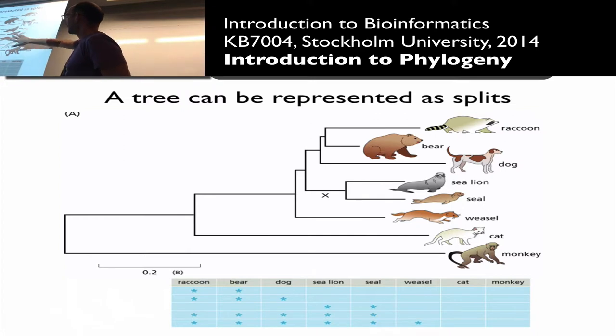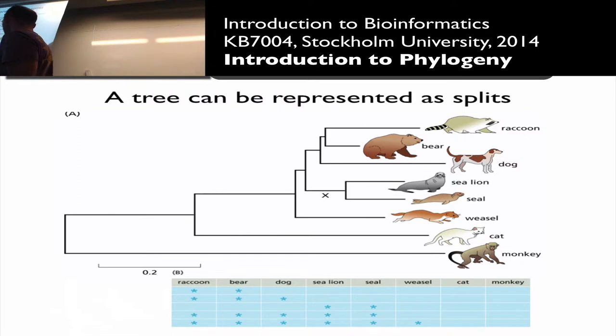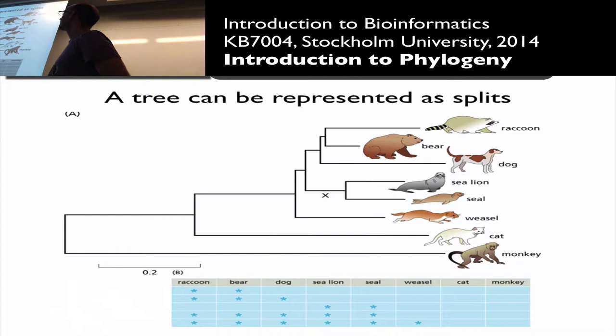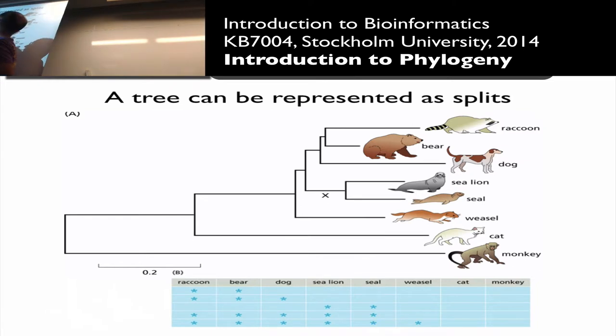What is the most common ancestor to the seal? Of course, the sea lion here. So we split here between seal and sea lion. But then this group has separated from the raccoons and the bears and the dogs earlier. And the bear is more similar to a raccoon than a dog. But you see here is a very small difference. The time passed here is very short, so it's not a big difference. It's almost a three-way split.